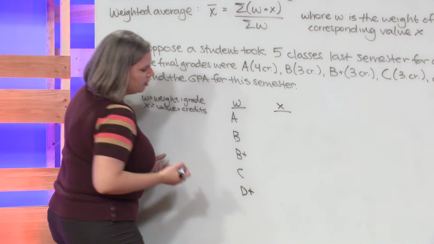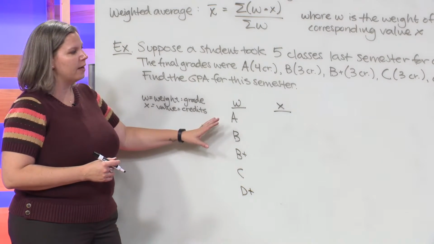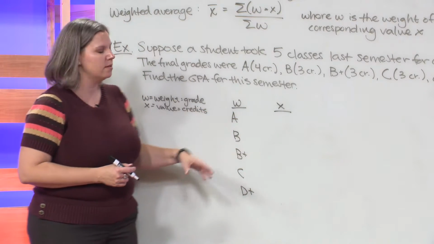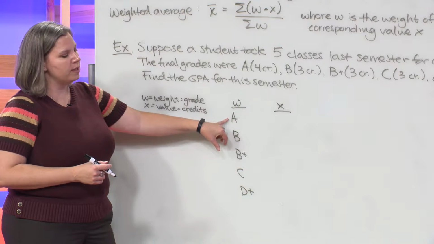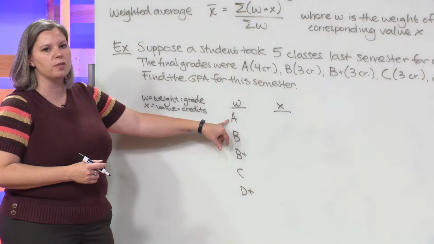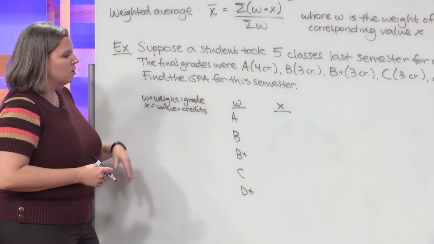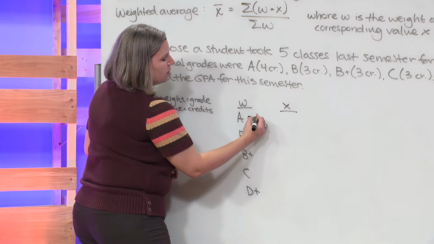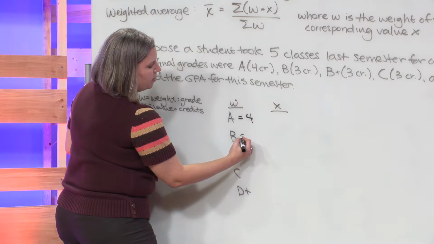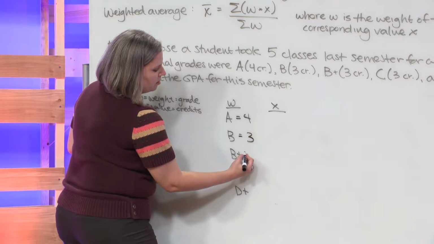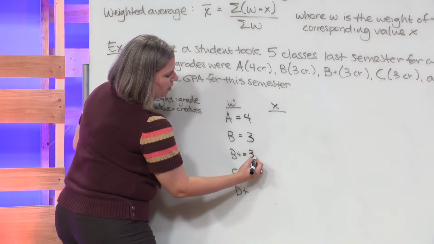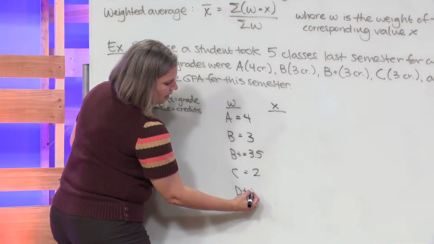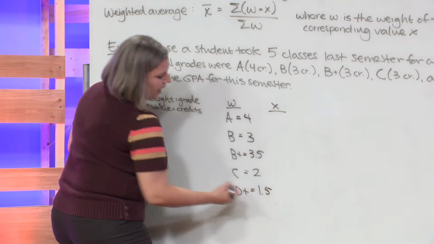Obviously, I can't multiply letters by some number, in this case the credits, and get an answer that makes sense. So instead, what I need to do is translate these grades into their corresponding quality points. So we should know, or it'll be given to you in the problem, that an A corresponds to 4 points, a B corresponds to 3 points, a B plus corresponds to 3.5 points, a C corresponds to 2 points, and a D plus corresponds to 1.5 points.